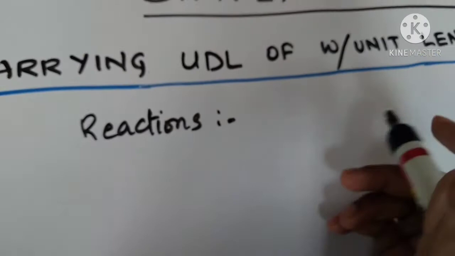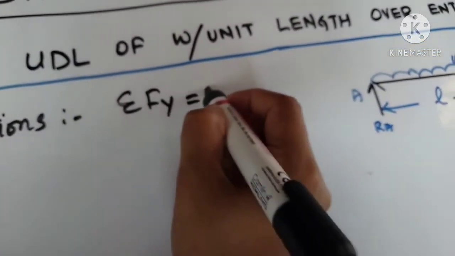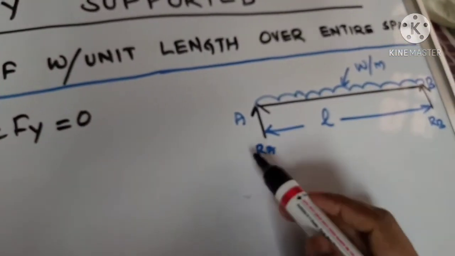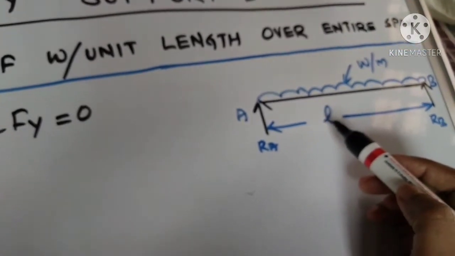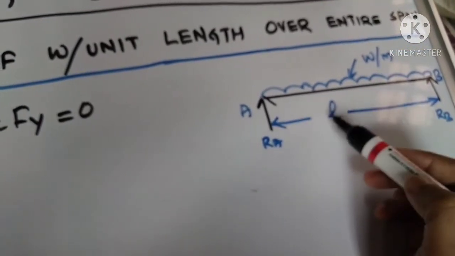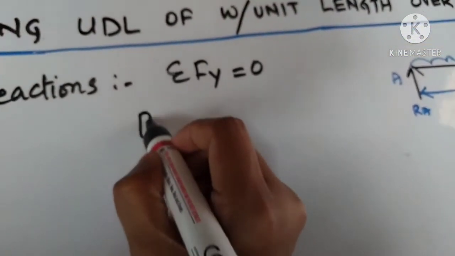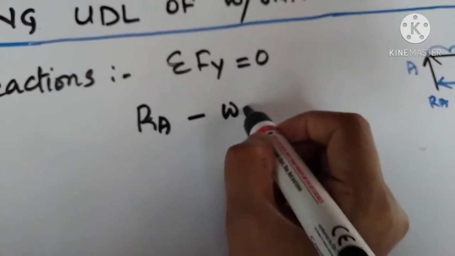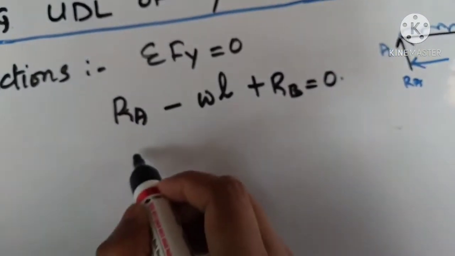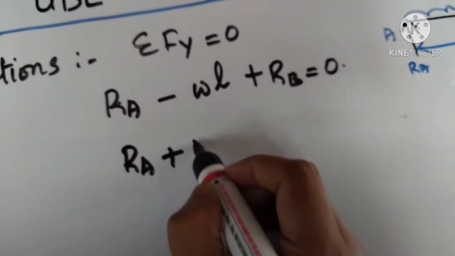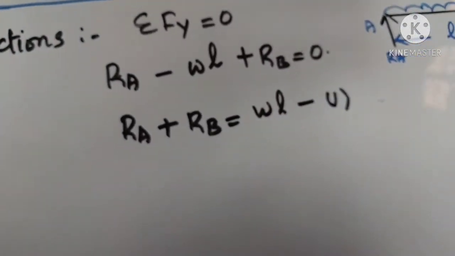So first, in order to find out the reactions, you can write sigma Fy is equal to 0. In that case, it will be RA minus W into L, that is the effective load, plus RB is equal to 0. So from that we will get RA plus RB is equal to W into L. Let that be the first equation.